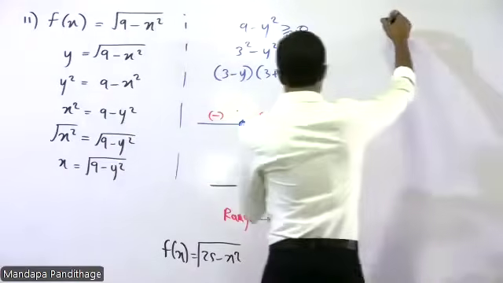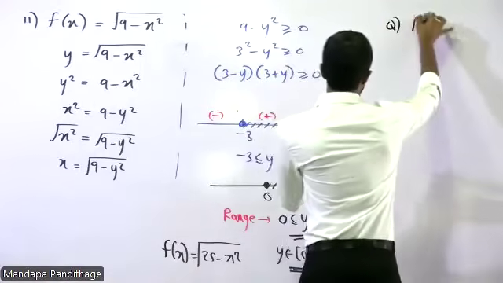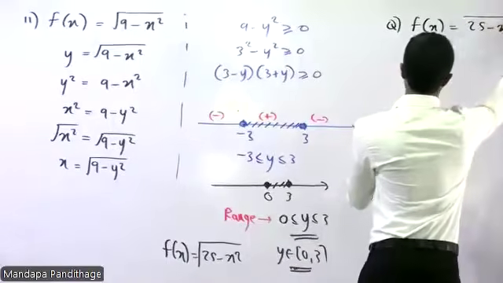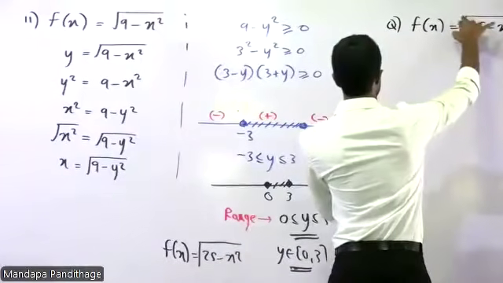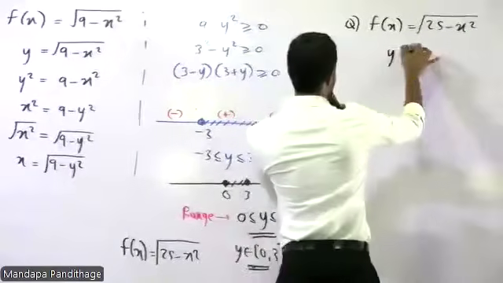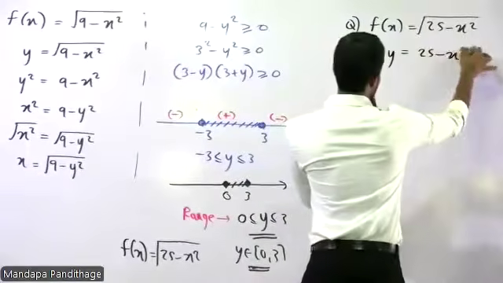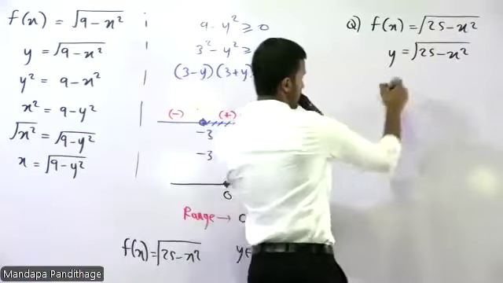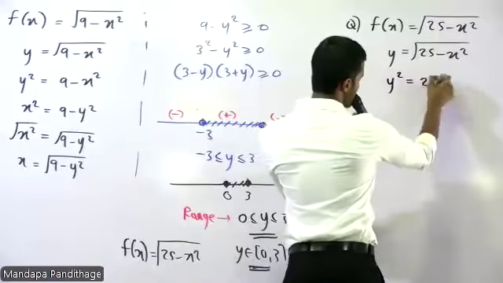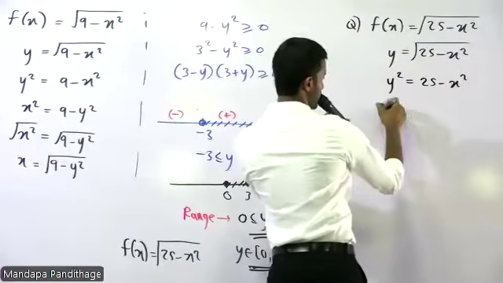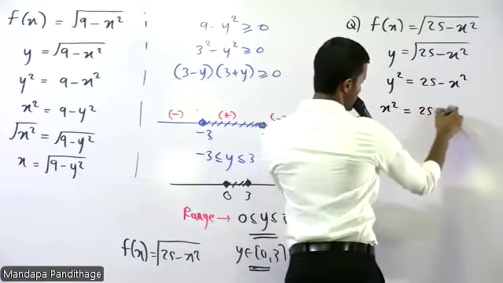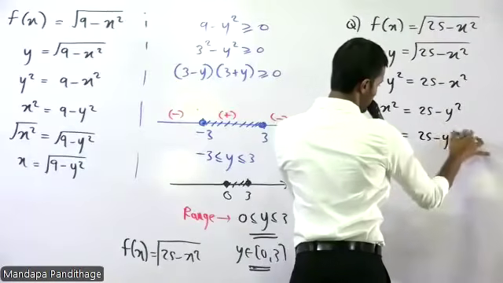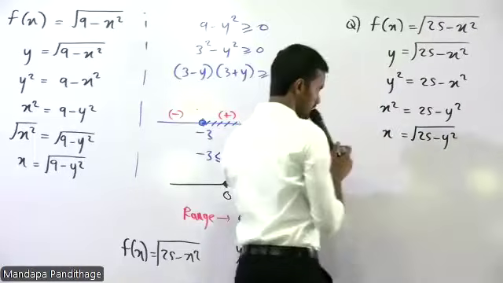Okay, so what is the question that I gave? Find the range of f(x) equals 25 minus x squared. Y is equal to 25 minus x squared. First you need to make x the subject. So y = 25 minus x squared, x squared is equal to 25 minus y, so x is equal to the square root of 25 minus y.